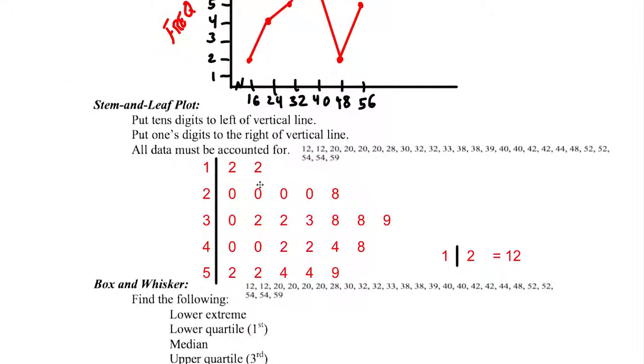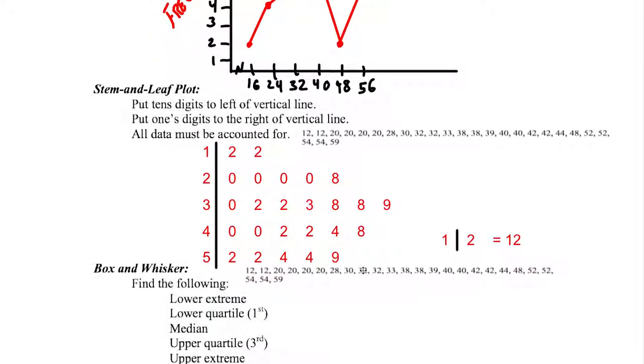But here, if we want to see between 36 and 44, we can see, oh yeah, there's 38, 38, 39, two 40s, two 42s, 44. Kind of a nice little spread there. So that's why stem and leaf plots are nice and effective.